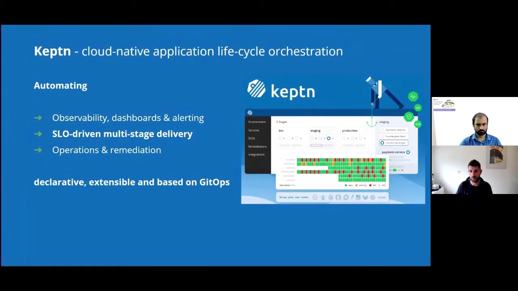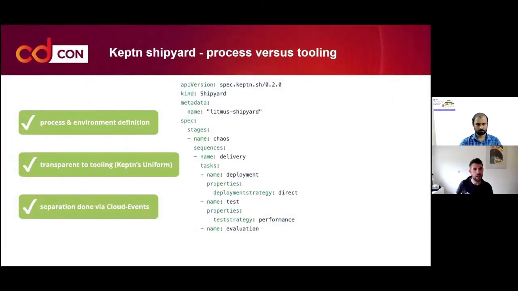So let me just move on here to the next slide. Here we go. So at the core of Keptn, let's say, there is the Keptn shipyard. This is a declarative definition of your project that contains a couple of different services or microservices or applications. So this one is really just a definition of a process and your environment, but it's not a definition of the tooling. So it's very transparent to the tooling.